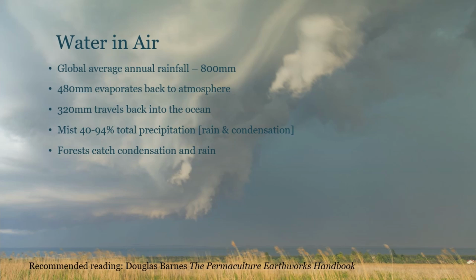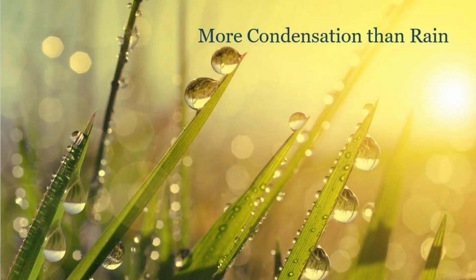Somewhere between 40 and 94% of the precipitation, the water that's in the air, is mostly mist. And forests catch a lot of condensation as well as rain. There's more condensation than rain.